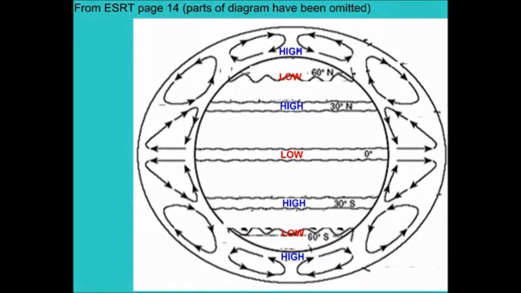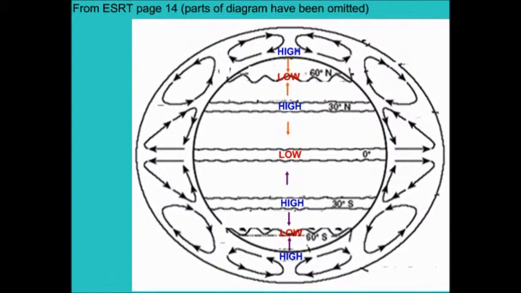Notice that there is in fact low pressure at the equator and high pressure at the North Pole and the South Pole, but there are also two other belts of low pressure latitudes and two belts of high pressure latitudes. Wind is going to blow from high to low pressure, but sometimes that means that the wind is blowing north and sometimes that means that the wind is blowing south.